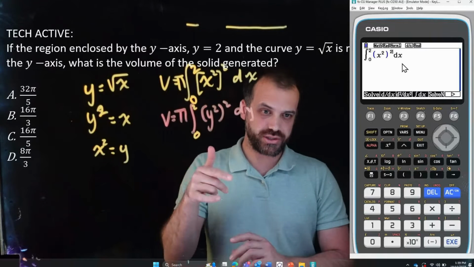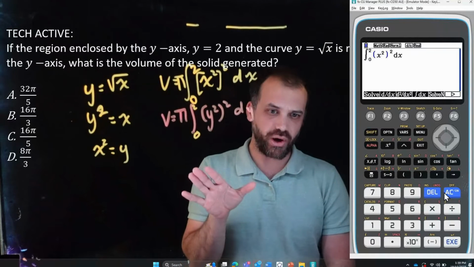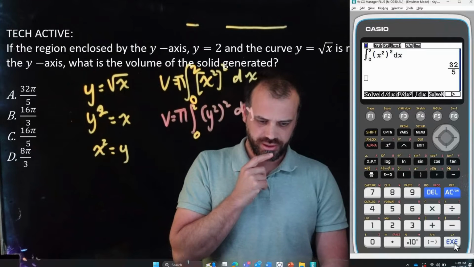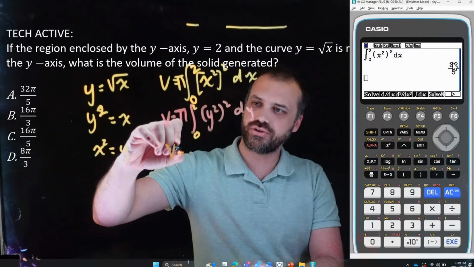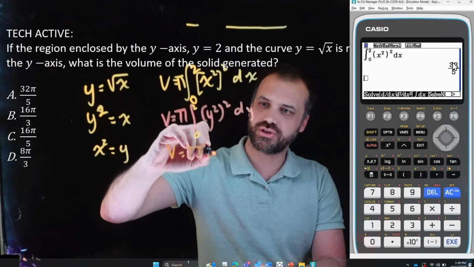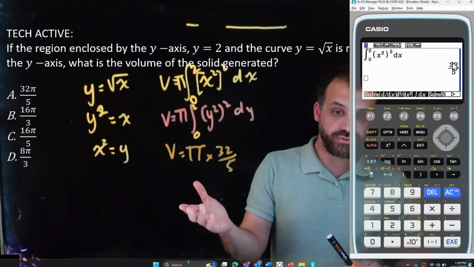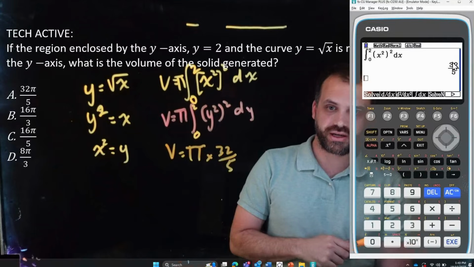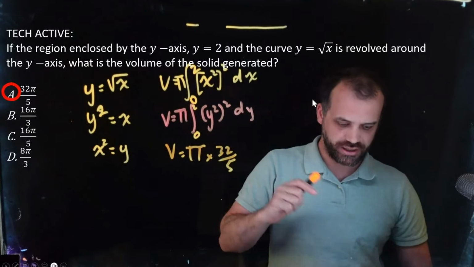You could put y squared with respect to y if you wanted to. I haven't put the pi in. We'll do that at the end. Alright, 32 over 5. So the volume is equal to pi times 32 over 5. 32 over 5 pi. I think we have that answer. The answer is, come on, A.